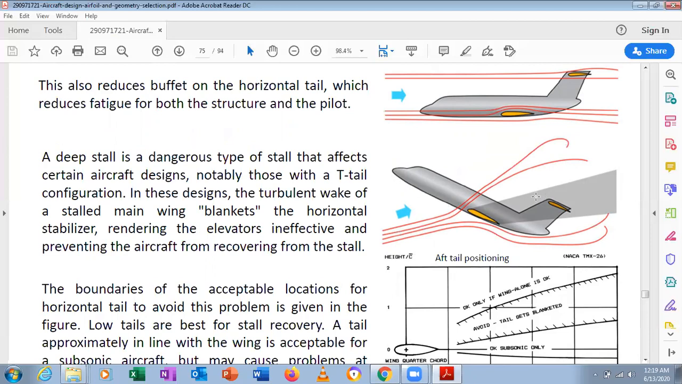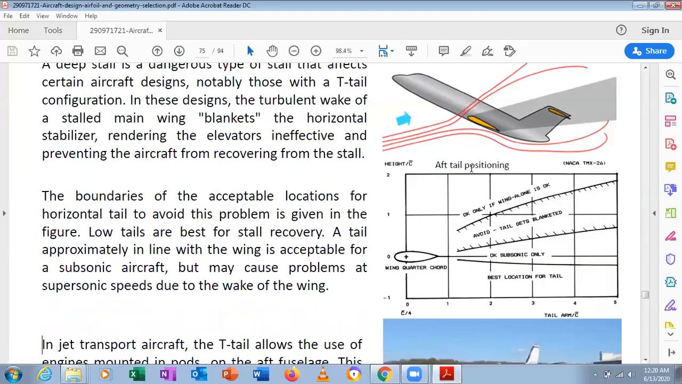Deep stall is a dangerous type of stall that affects certain aircraft designs, notably those with a T-tail configuration. In these designs, the turbulent wake of the stalled main wing blankets the horizontal stabilizer, rendering the elevators ineffective and preventing the aircraft from recovering from the stall. The boundaries of the acceptable locations for the horizontal tail to avoid this problem are given in the figure. Low tails are best for stall recovery. So, by way of conclusion, what is it?